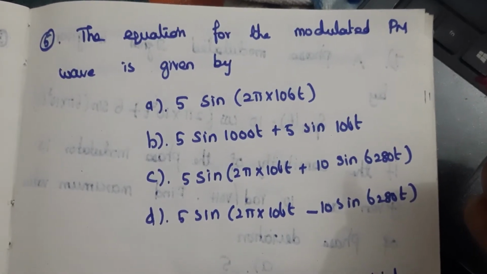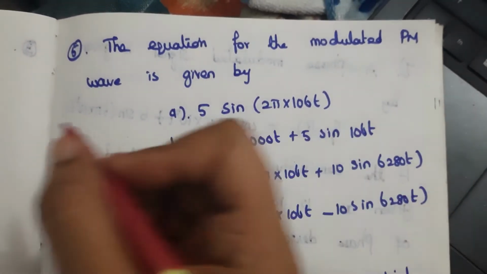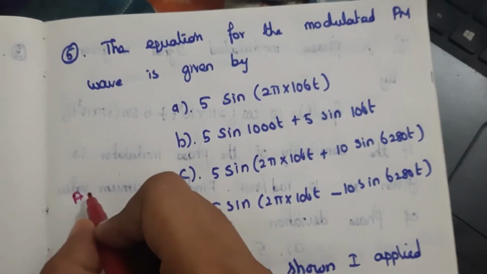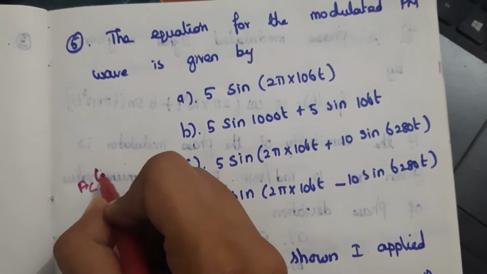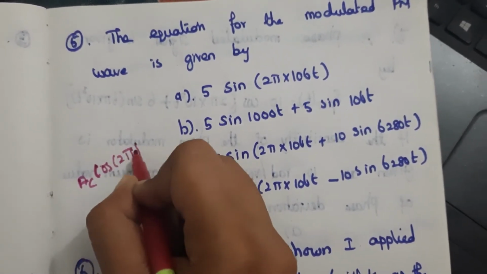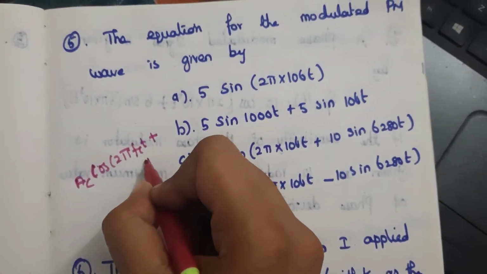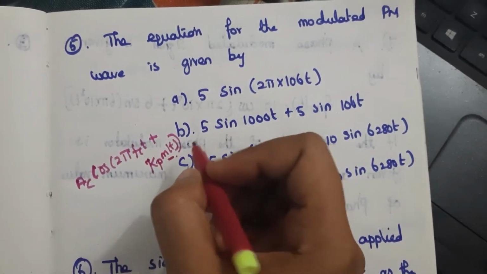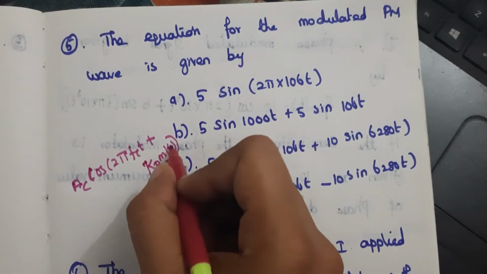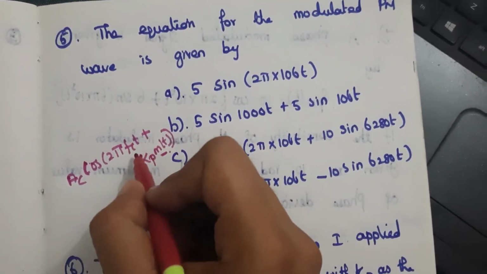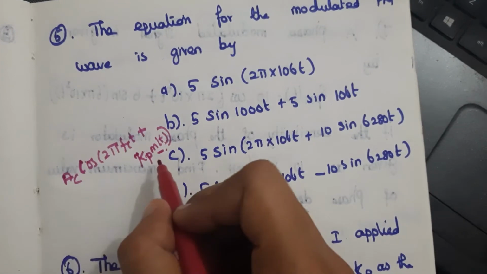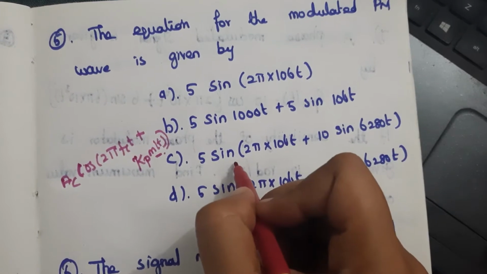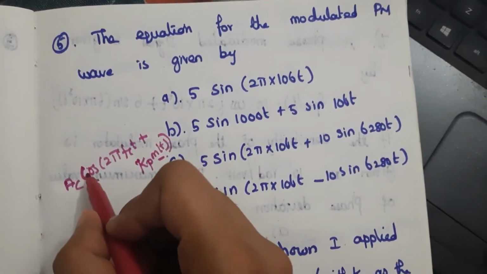Fifth question, the equation for the modulated PM wave is given, and the general form of this PM wave is Ac cos of 2 pi fc t plus beta, or kp m of t, where m of t is the message signal. It depends on the message signal, and this is the carrier frequency component. This is the general form of a modulated PM wave.